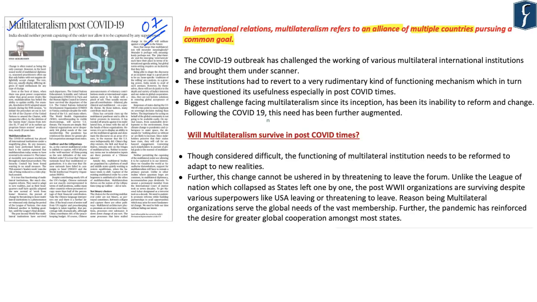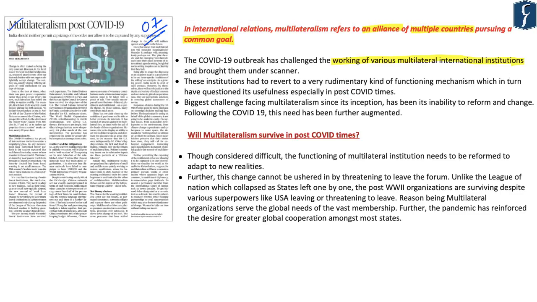At the beginning, the author is saying the COVID-19 outbreak in the entire world has in a way challenged the way of working of various multilateral international institutions, and in turn has brought them under the scanner. For example, WHO is a multilateral institution. However, if you analyze the response of WHO in the COVID-19 pandemic, a lot of people would argue that its response was below what was expected. Many even say that WHO could have better handled this situation and could have adopted a leading role, which it failed to do. So many countries drew up their own action plan and followed it to fight against COVID-19.